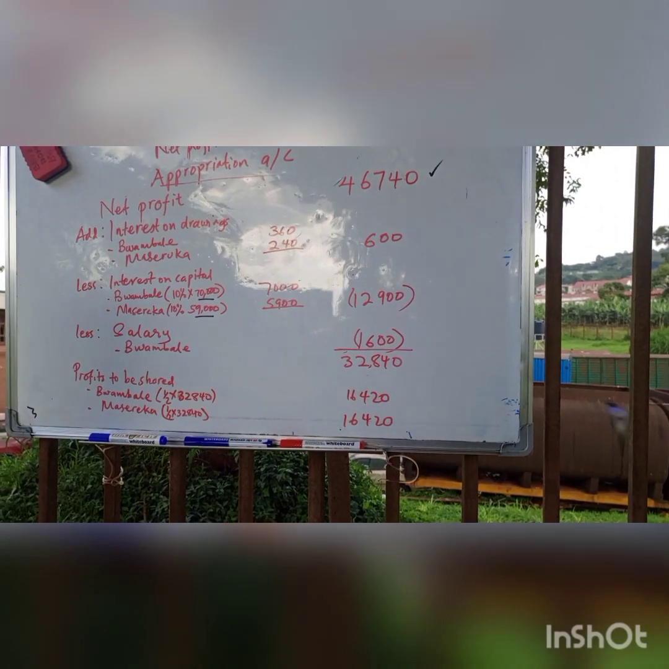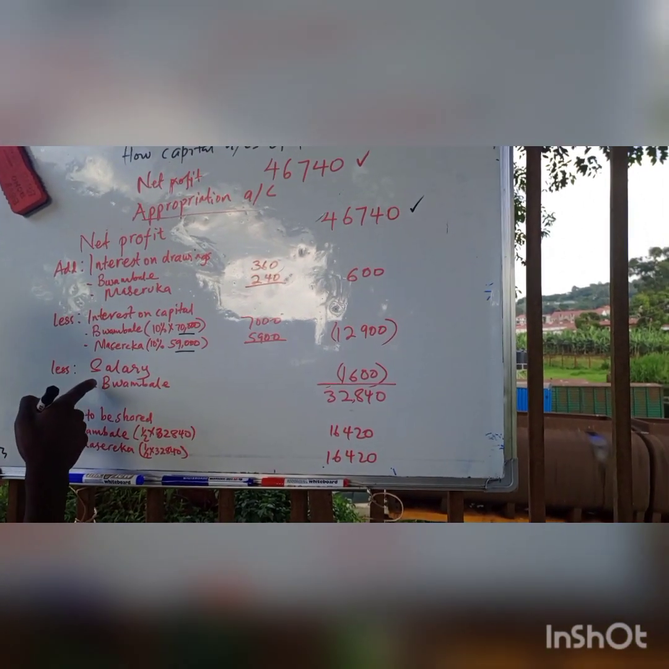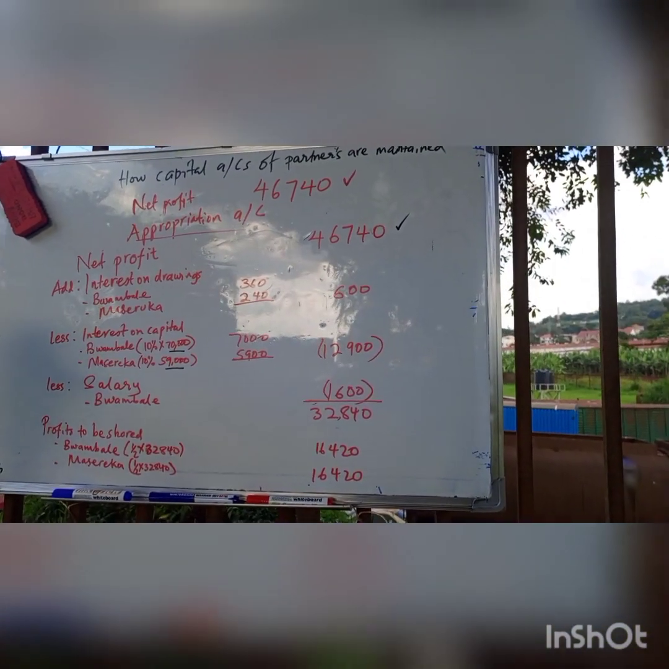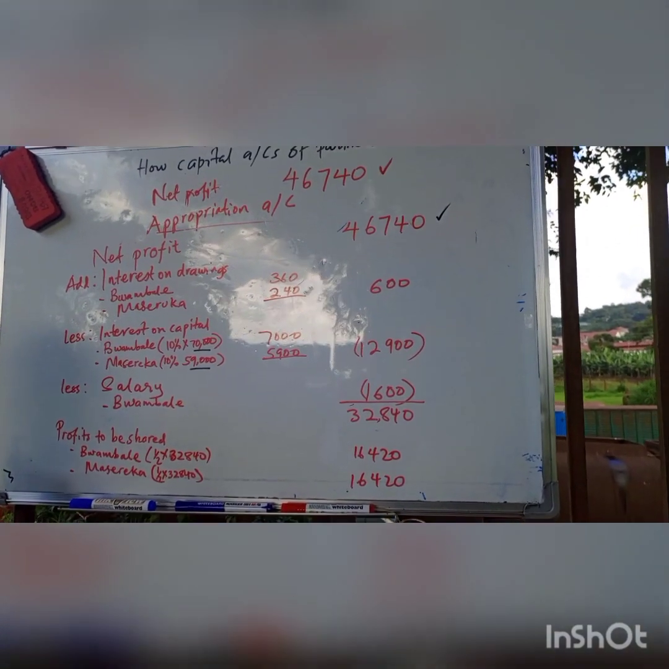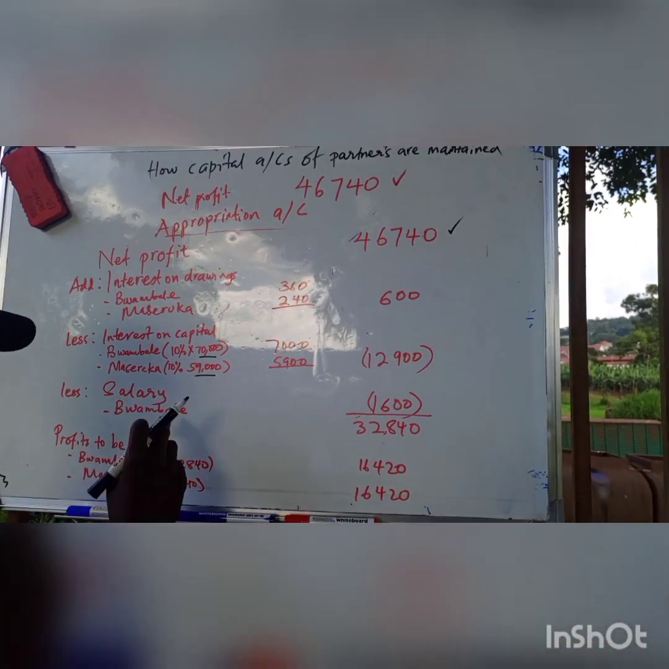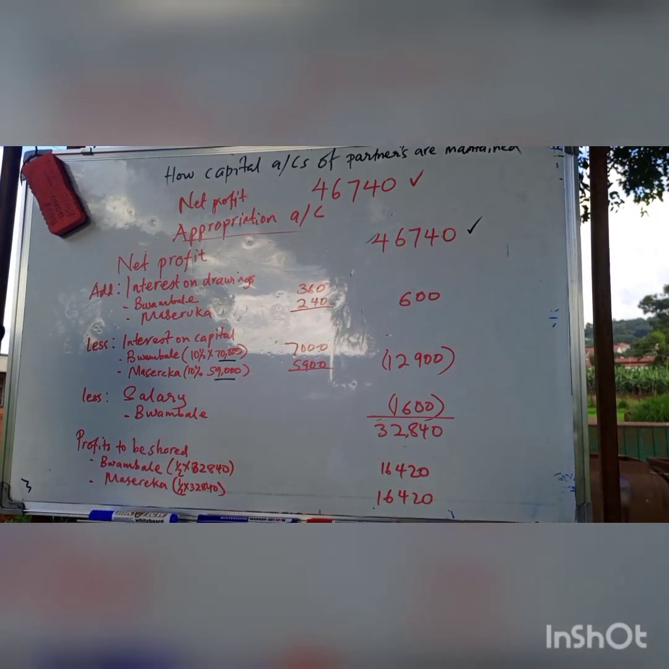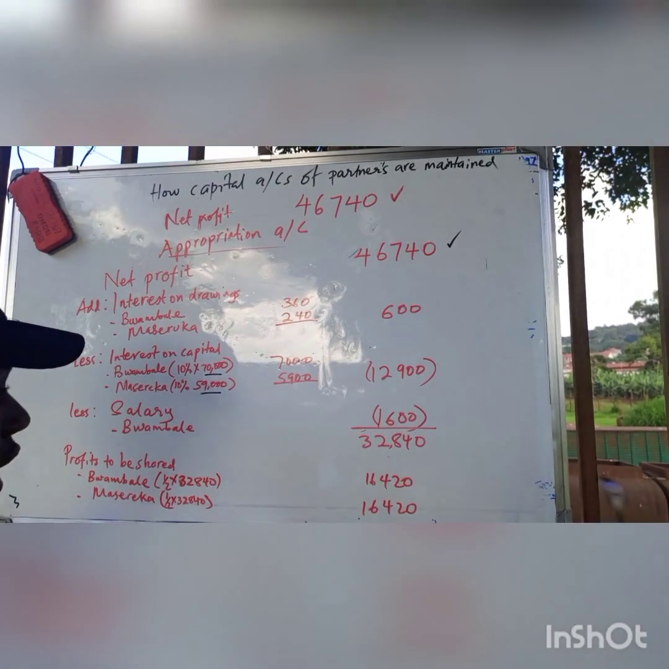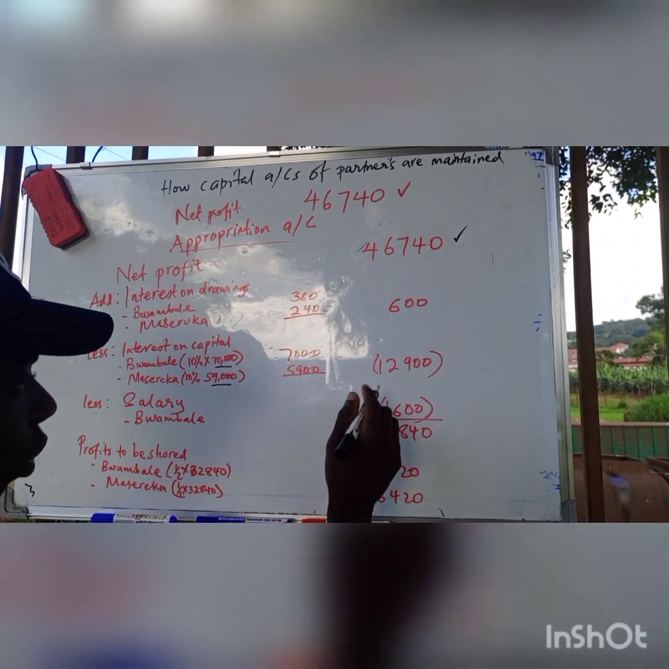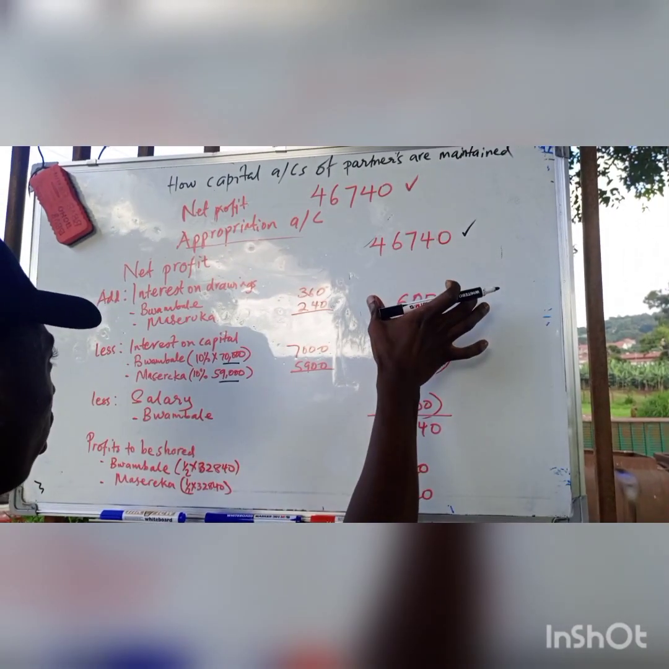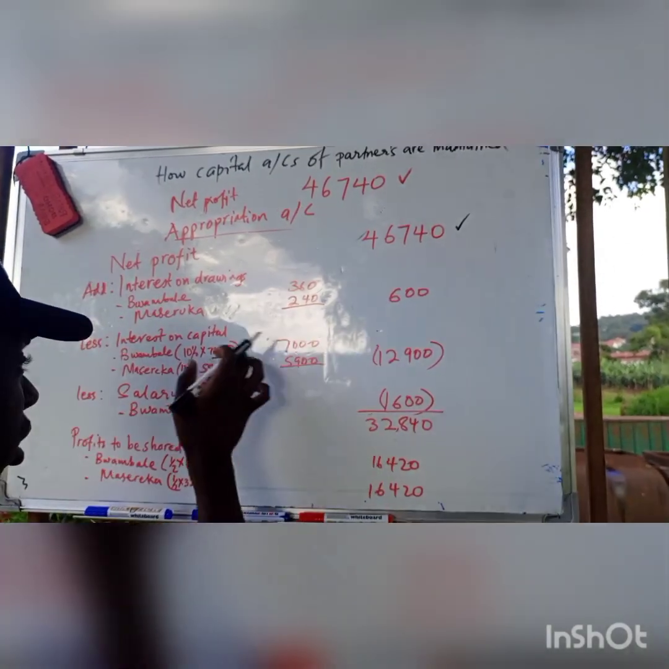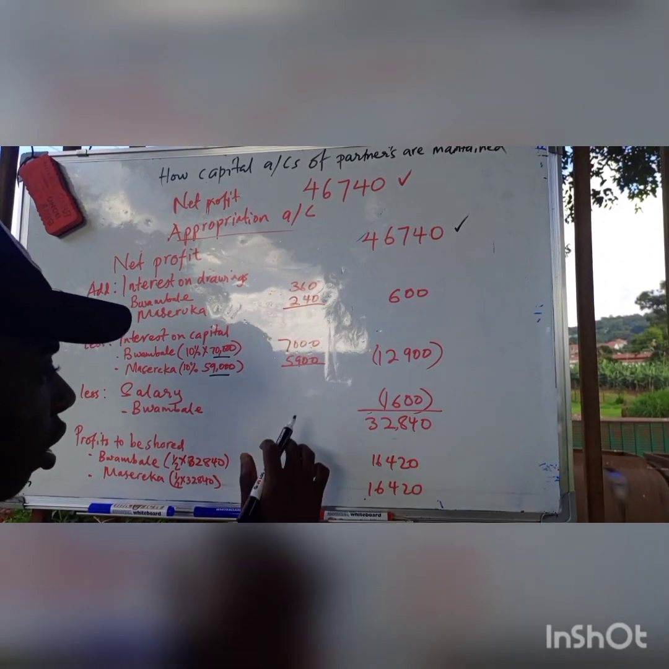Then you're supposed to less salary, the salaries, if any partner is having some salary to be paid. So when you check our income statement, they said that there's some salary that was relating to Bwambale which wasn't paid. So it means you're supposed to still less that. They give us the figure. When you add the interest on drawings and you less the two things, interest on capital and the salaries, you are going to be getting this figure.